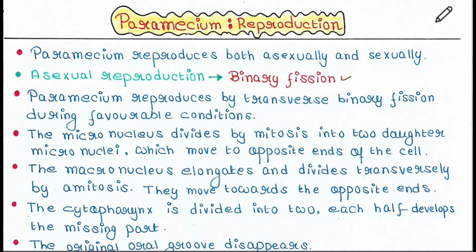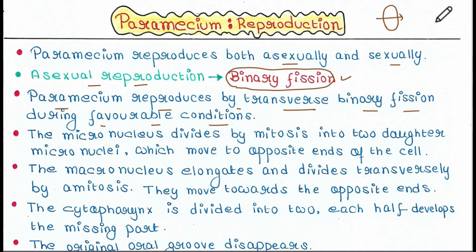So basically, Paramecium reproduces both asexually and sexually. And the mode of asexual reproduction is mainly binary fission. So today we will talk about this binary fission. Paramecium reproduces by transverse binary fission during favorable conditions. Transverse binary fission means if this is the animal, in this way the fission occurs and two daughter cells will be formed in this way. That is called transverse binary fission.